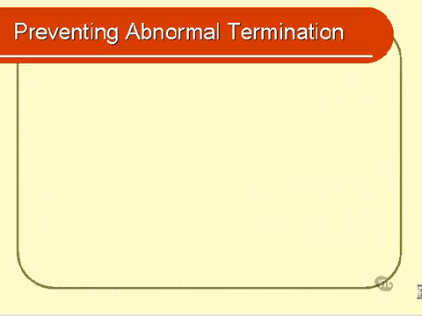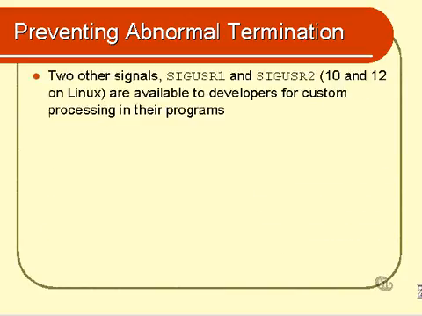There's actually a couple more, SIGUSR1 and SIGUSR2, which have been specifically set aside for programmers to use to enable inter-process communication, just like I talked about before, to perform some custom action. Now, these tend to vary from Unix to Unix, and on the Linux system that I'm using, SIGUSR1 and SIGUSR2 are 10 and 12 respectively.